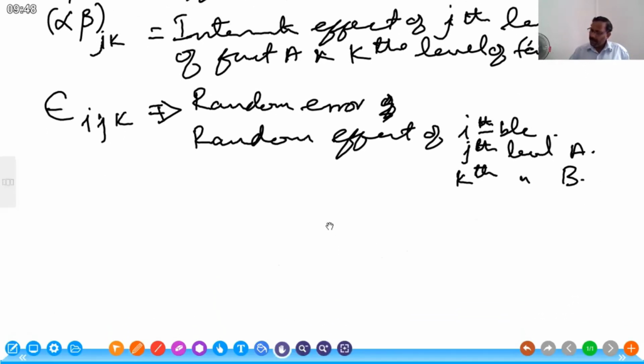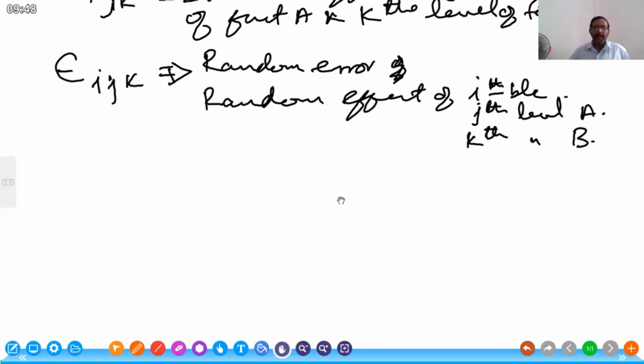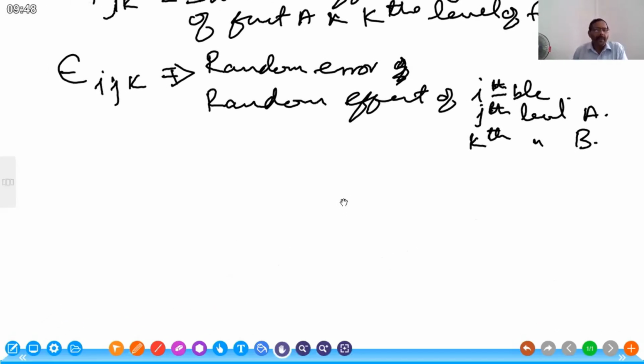Right. Any questions? This is the model. What is w_ij? That is the error term, which is giving us the interaction between the block and the factor A. So I have just simply put a notation. You can put any notation. x_ij. Doesn't matter.